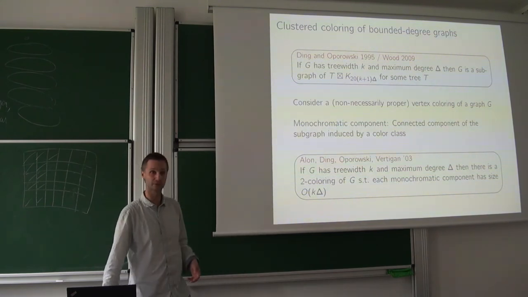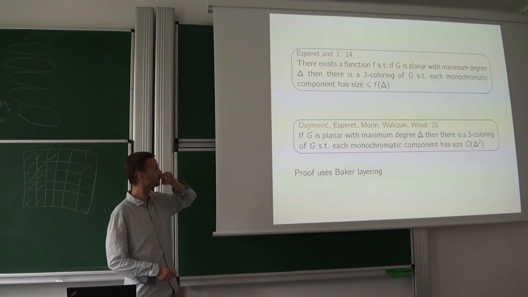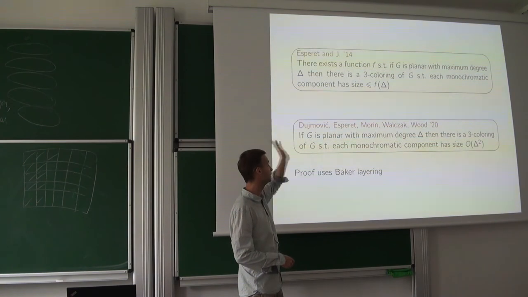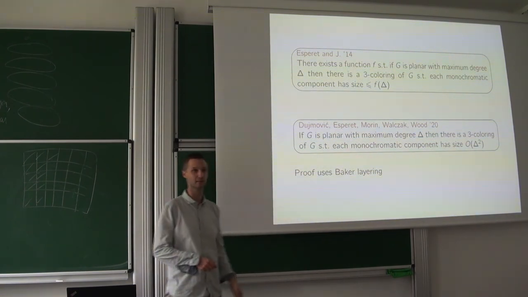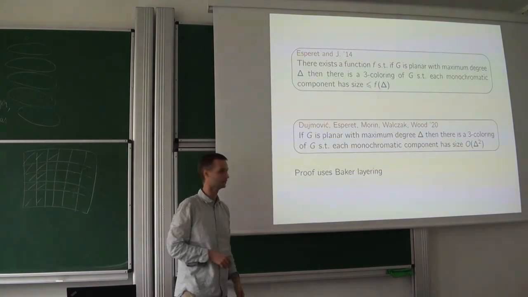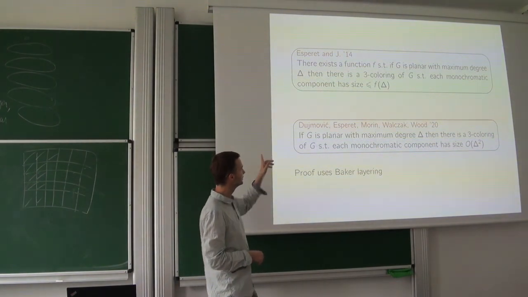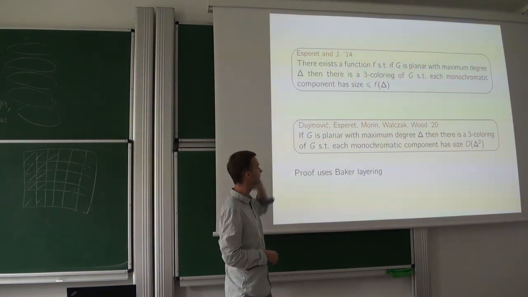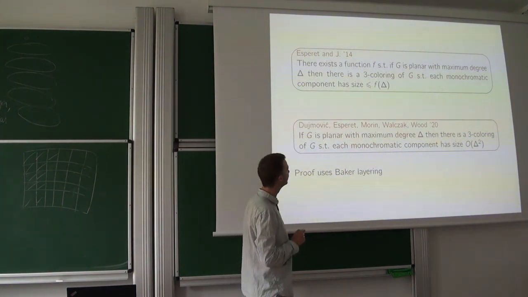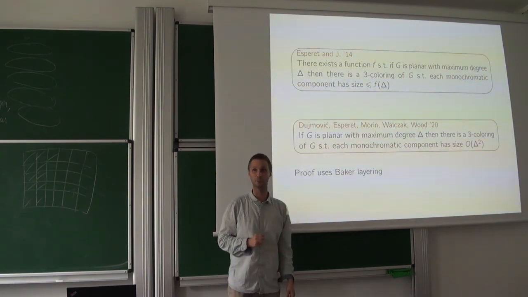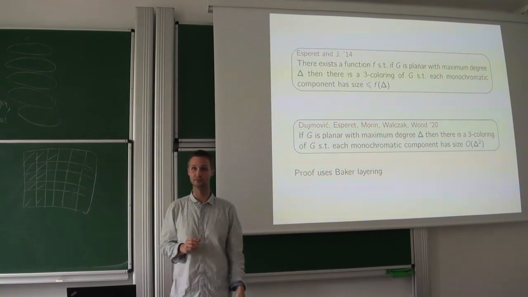And there was a question of can you do it with three colors? Turns out that you can do it with three colors. The original proof had a very bad bound as a dependency on delta. So that was way before the structural theorems. And then this bound got improved in a couple of papers, and I wanted to mention this very nice bound of these authors, including Bartek just there, where they got it down to big O of delta squared. And so for planar graphs with three colors, you can get it down to delta squared.